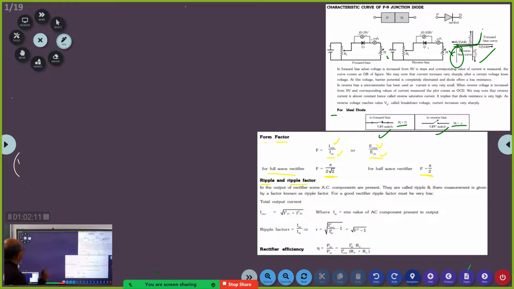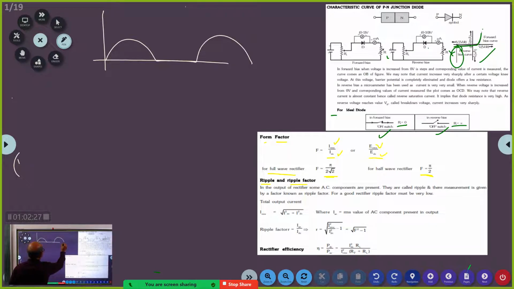Now, you see, the other day Abhinav was asking, sir, you said the output is DC. See, for a half wave rectifier, you have the output like this. I told you the average value is this. So this is actually called pulsating DC. Here you see, there is an average value for the signal.